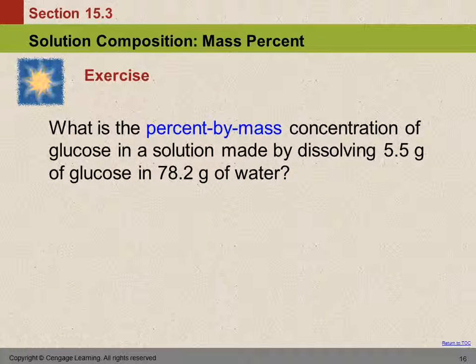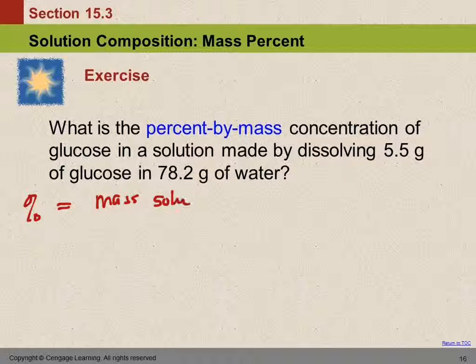So here's an exercise. What's the percent by mass concentration of glucose in a solution made by dissolving 5.5 grams of glucose in 78.2 grams of water? Well, percent by mass, the percent equals the mass of solute divided by the mass of the solution times 100.